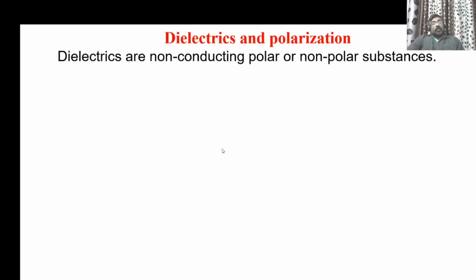Dielectrics are non-conducting polar or non-polar substances. So there are two types of dielectrics, polar and non-polar. So what are polar dielectrics and what are non-polar dielectrics?